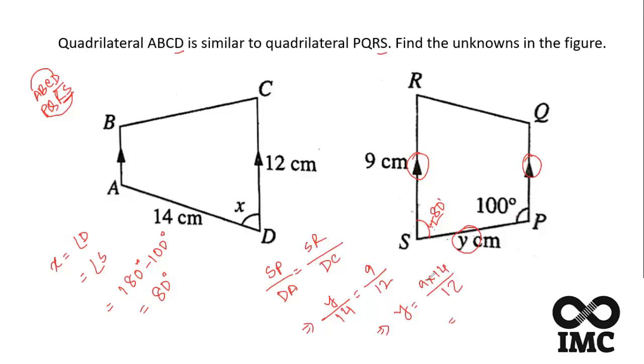Now we need to cancel the values. So 3 threes are 9, 3 fours are 12. 2 twos are 4, 2 sevens are 14. So 21 by 2, that will be 10.5 centimeter. And that is the solution of this problem.